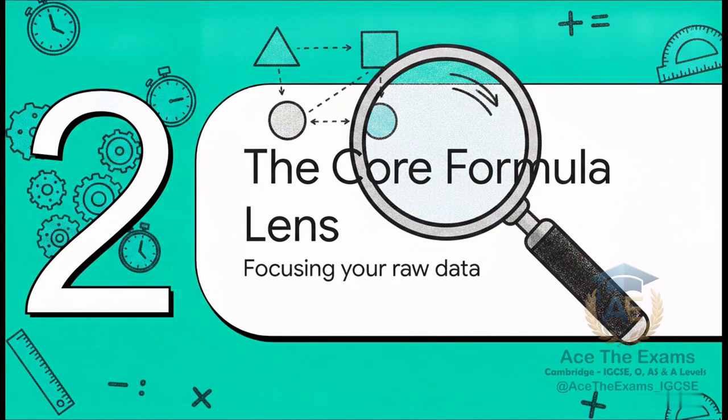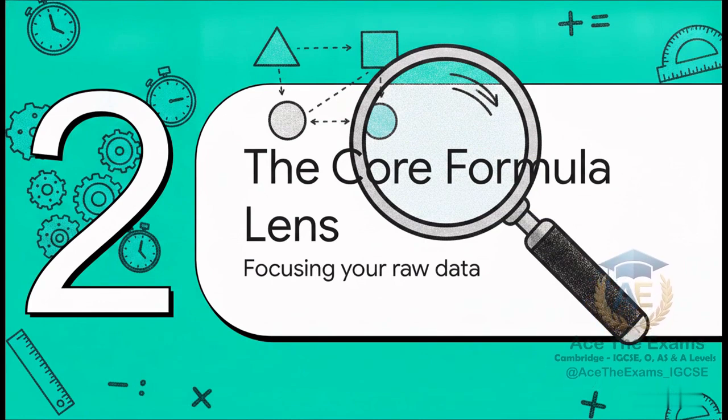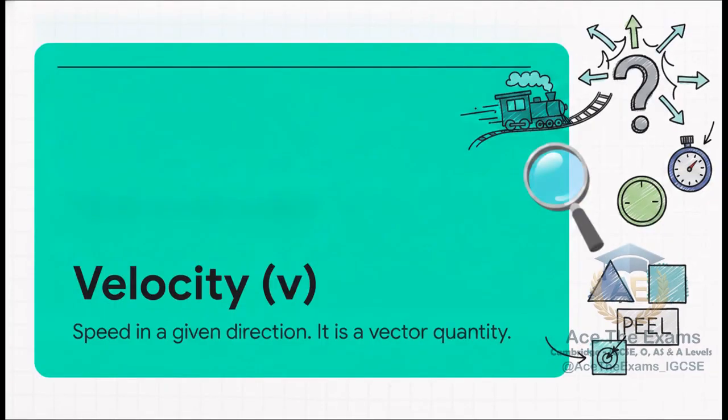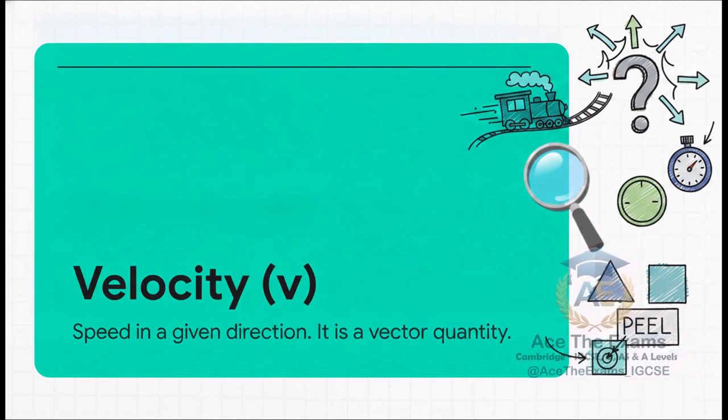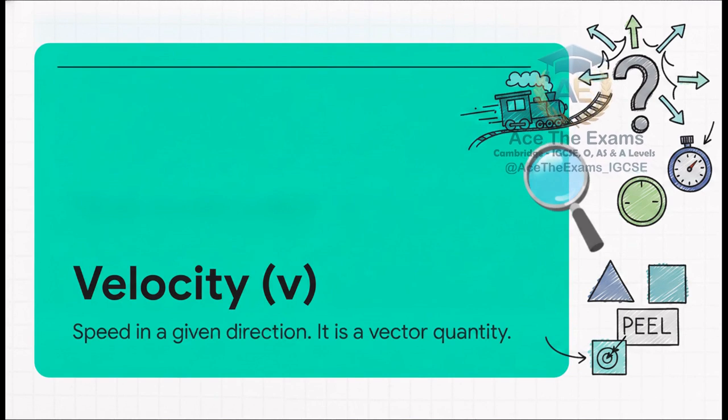Section 2, the core formula lens. It is time to start focusing your raw data. Once your time data is framed and you've safely navigated the time format, you need to apply the right lens to focus those numbers. If the data from the timetable is your evidence, the mathematical formula is your core tool. Now here is where our other student, Alex, completely derails. Remember Alex? Alex is the one who overloads the answer with totally unnecessary facts.